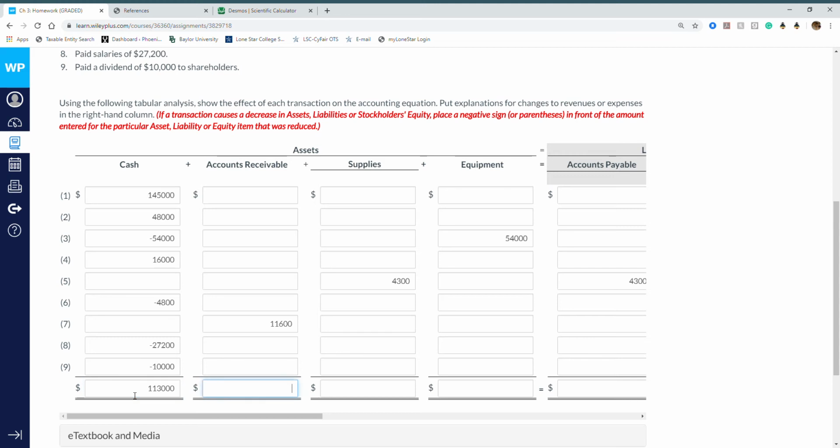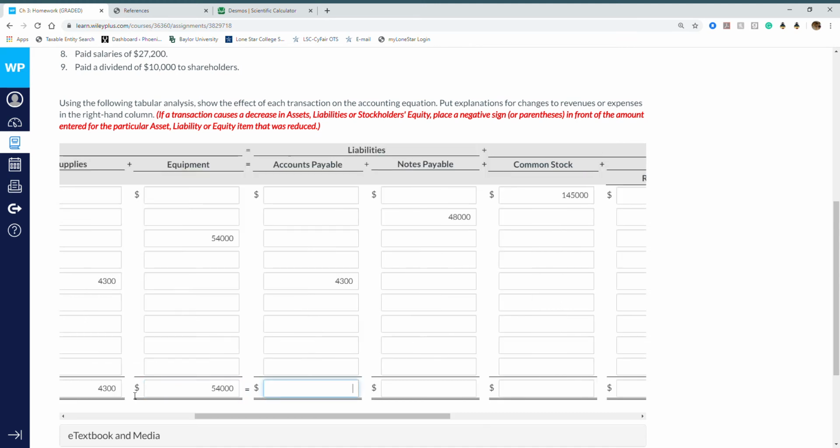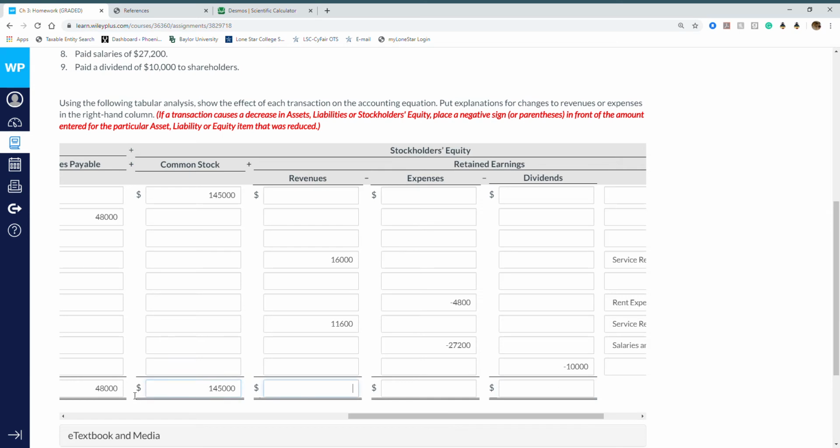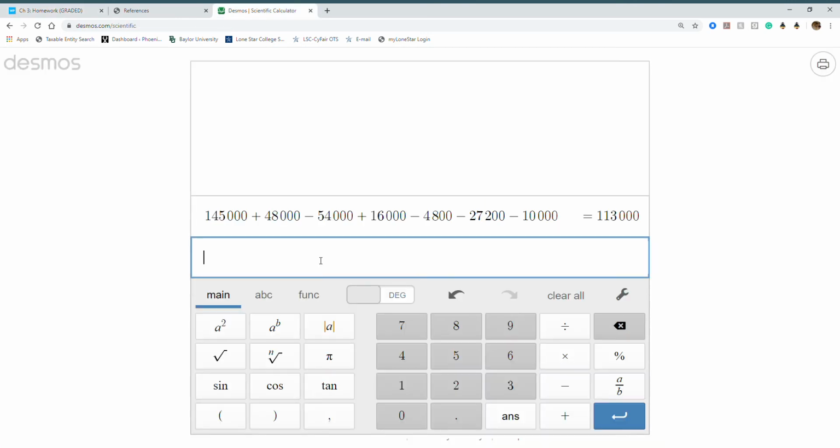Okay. We only had one transaction for AR. So that comes down. Same thing with supplies and equipment. Okay. Next, 4,300, 4,800. Revenue, we actually have 2 numbers. Let's go ahead and add those together.